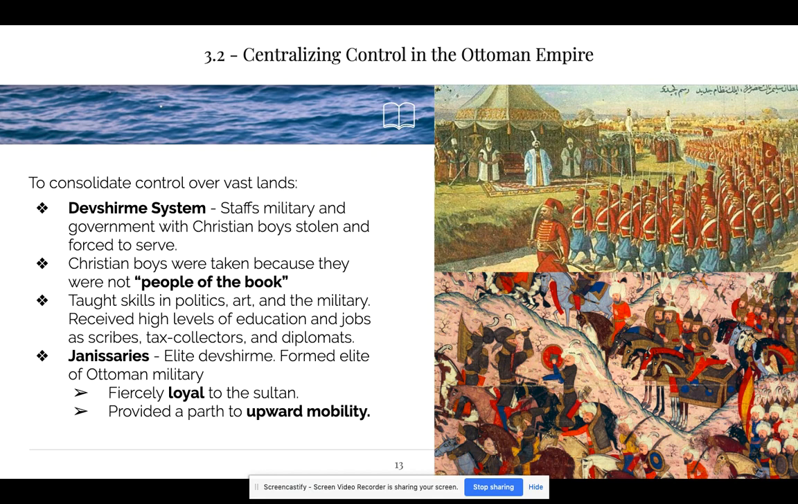They are fiercely loyal to the Sultan. They provided a path to upward mobility, and this is key. Write this down somewhere. They were a very interesting system because they were not ethnically Ottoman. They were taken from elsewhere. So they really brought a lot of cultural influence into the Ottoman Empire and had a very powerful place. We'll see the Janissaries will eventually become a little more powerful than even the Sultan in the Ottoman Empire.